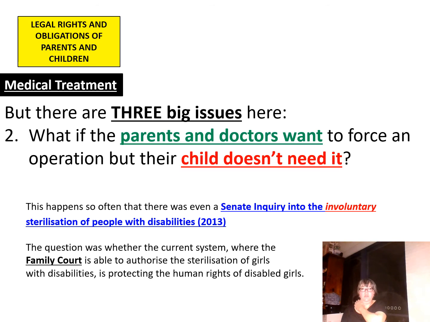This happens so often that there was even a Senate inquiry into the involuntary sterilisation of people with disabilities in 2013. The question was whether the current system, where the family court is able to authorise the sterilisation of girls with disabilities, is protecting the human rights of disabled girls. My body, my choice. It is a tough question.